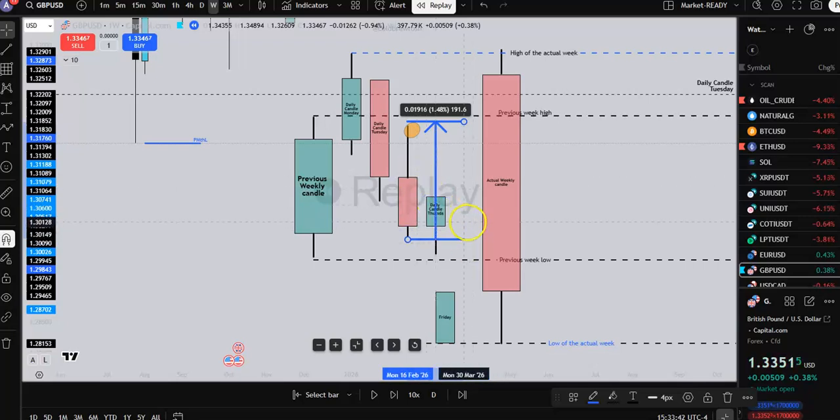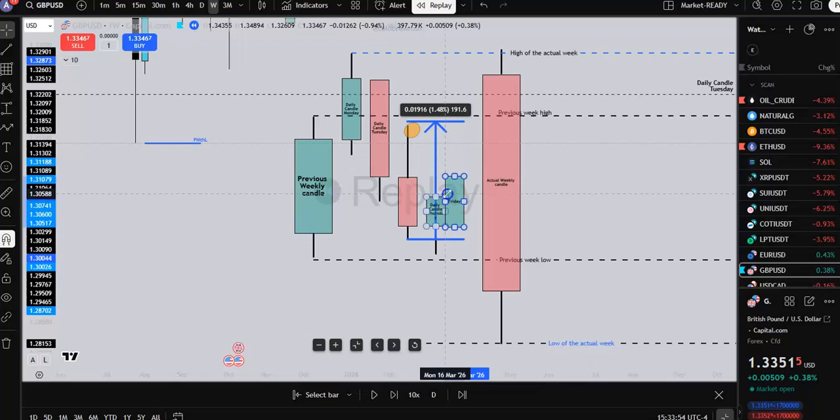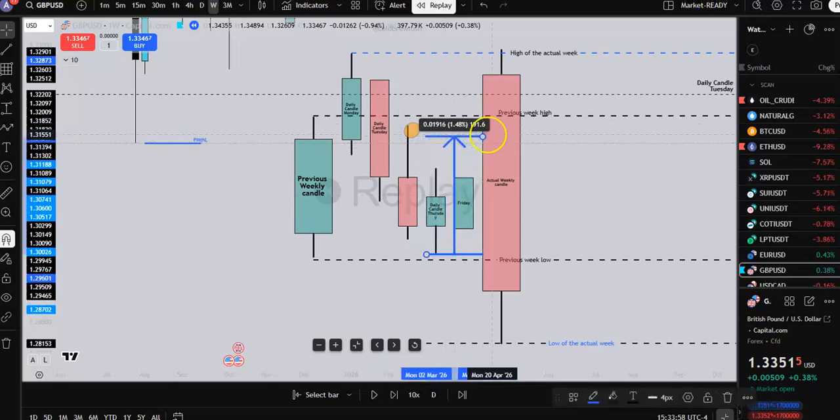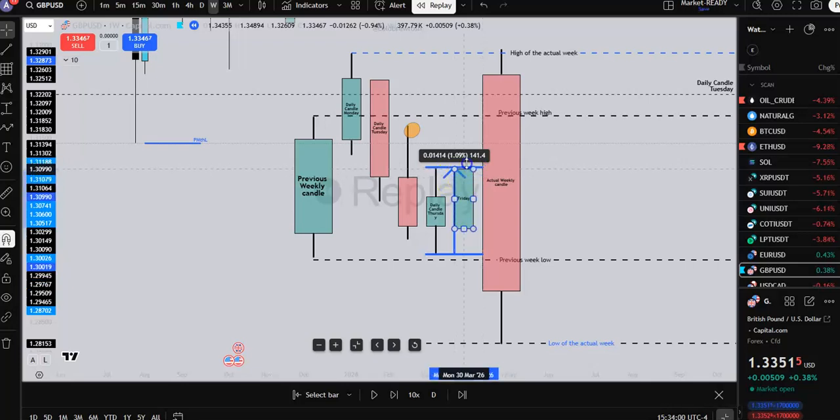So in this case the bias is not as strong as it was before, and we can even think about switching our bias if the candle which comes after takes the previous day high and closes above it.